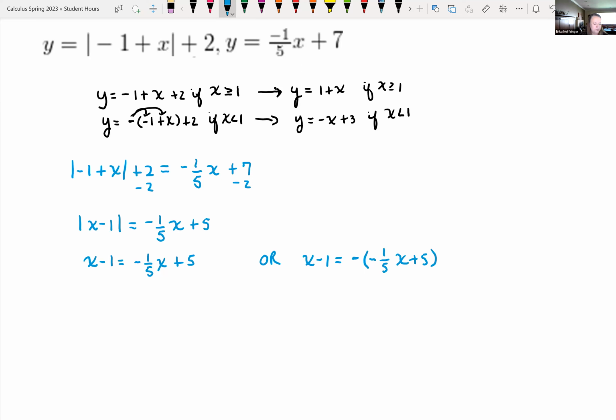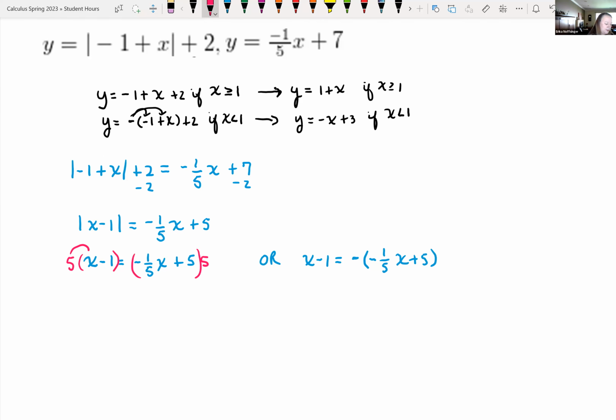So let's just work with the first equation and let's clear our fractions. You don't have to, but I just tend to not like to work with fractions. So I notice I can clear my fractions here if I multiply everything through by 5.